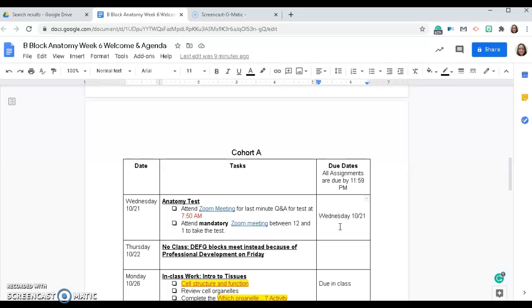Thursday, no class because DEFG is going to meet instead. And so I'm not going to post any remote work for people in anatomy that day either.